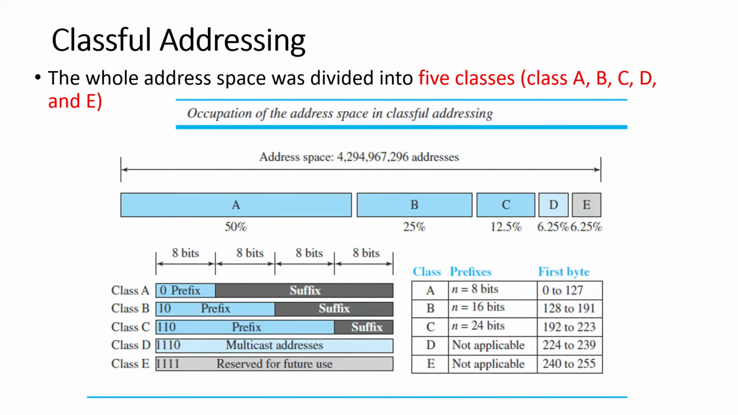Currently 50% of the class A addresses are used, and 25% of class B addresses, class C 12.5%, and 2.25% of addresses are allocated for class D, and the remaining 2.25% for class E.